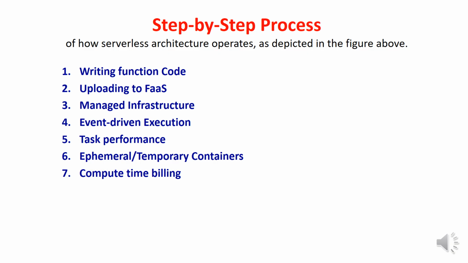First one, writing function code. Programmers first write the application code as a set of independent functions packaged in a container. The application is a modular program. Each module is an event driven function.